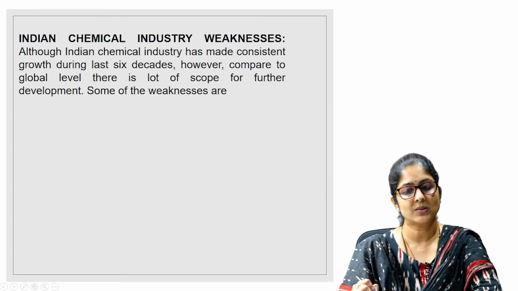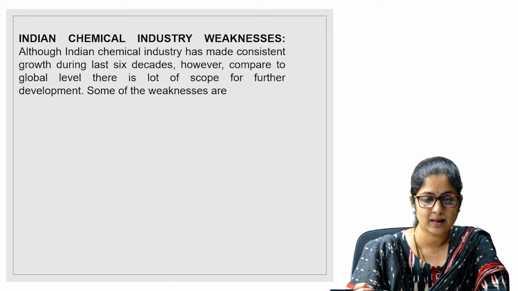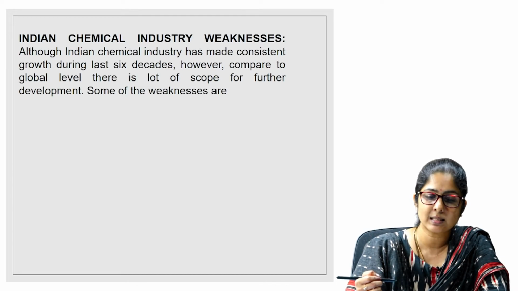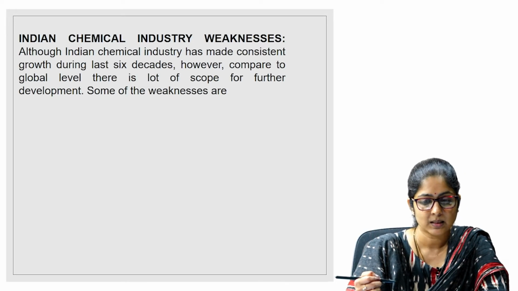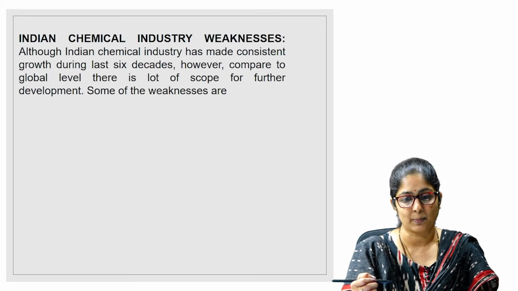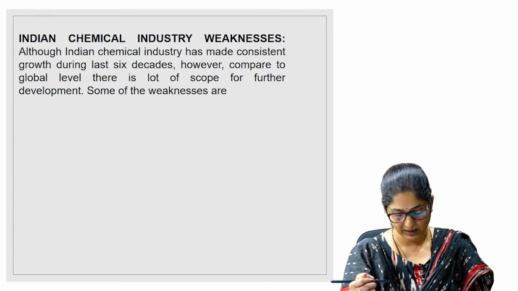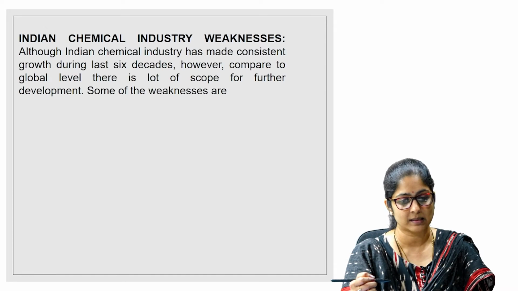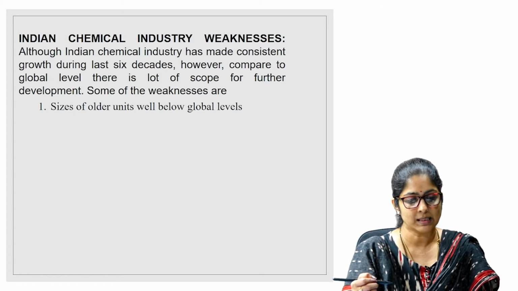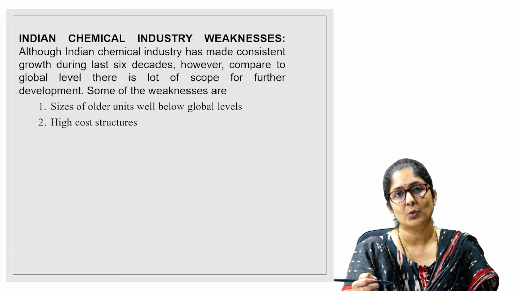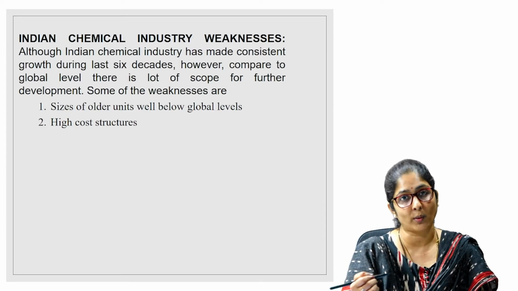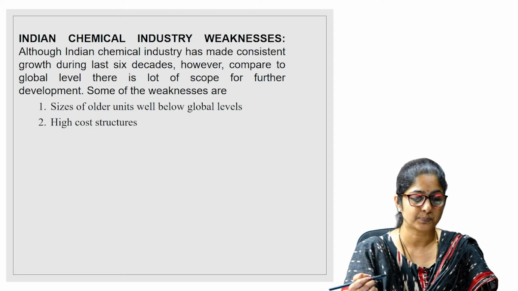Although the chemical industry has made consistent growth during the last decades, compared to the global level, there is still a lot of scope for further development. The chemical industry in India has grown tremendously after independence, but compared to the global market, we are still lagging behind in a few areas. Size of older units is well below global levels. High cost structures: when you have high cost structures, the capital investment is high, which gives rise to a high product cost and less profit.